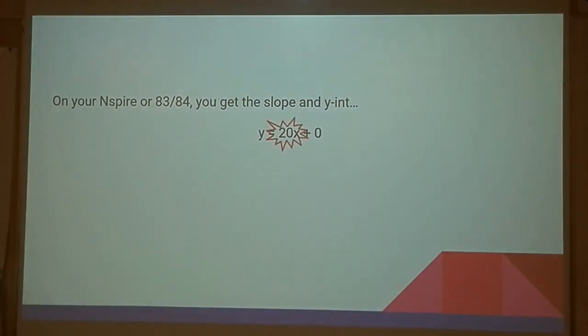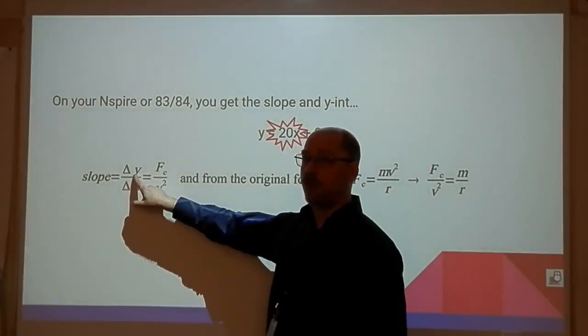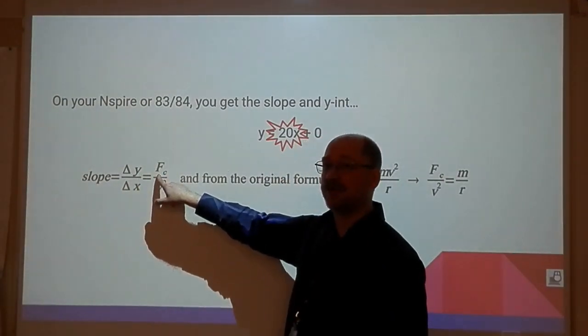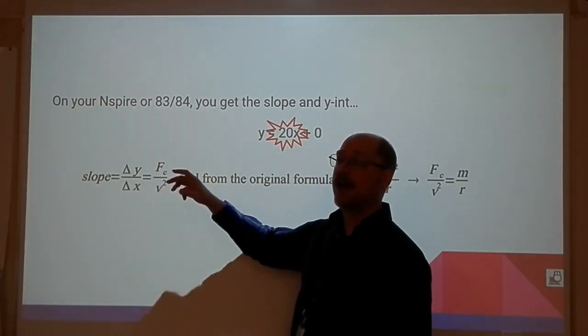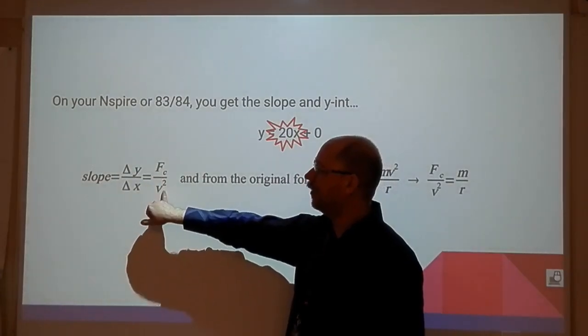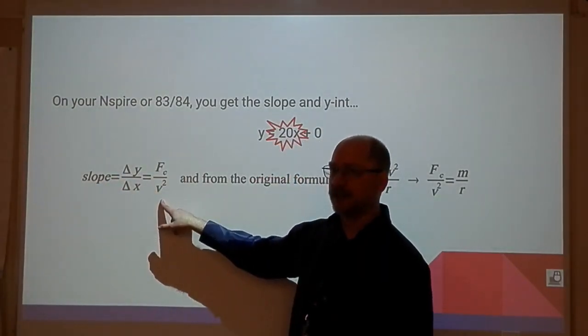The important part here is, for me, getting that slope. It has meaning, because I know that slope is really y over x. My y-axis is centripetal force. My x-axis is velocity squared. That's what I need. I need to know that this is my y and this is my x-axis. That means the slope is really equal to this stuff.